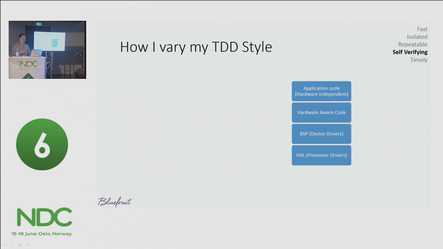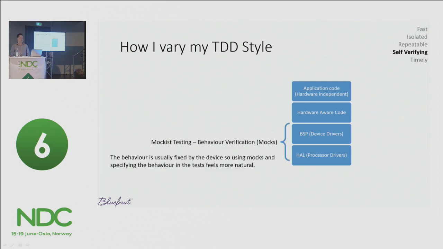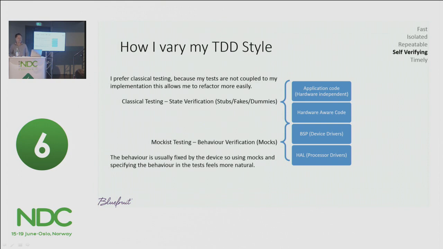Nowadays, I tend to switch my testing style depending on which layer I'm testing. I use mockist TDD when I'm testing anything that directly relates to hardware. This is because the behavior of my code is usually specified by how it interacts with the hardware, so it's determined by the data sheet. If I'm testing an SPI device and I have to set the chip select line low, then do some reads and or writes, and then set the chip select line high, I find having this behavior specified directly in my tests makes my tests clearer. And I use classical testing for everything else. I prefer my tests at the higher levels not being coupled to my code so that I can refactor more easily.